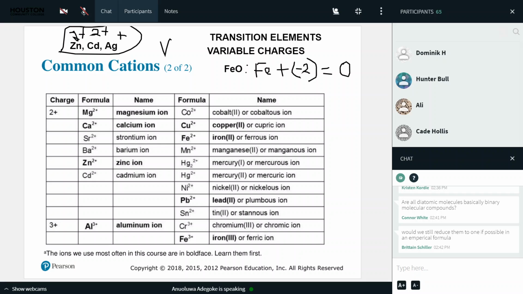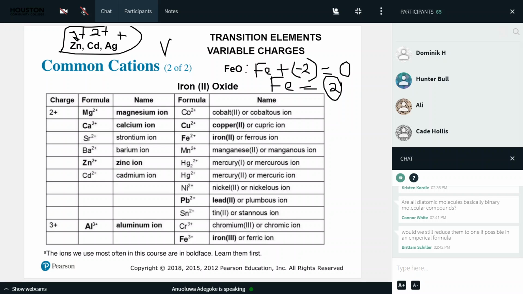So completing this simple algebra, I would just say Fe equals 2, which means that the charge iron is using here is 2+. So this compound FeO is named iron 2 oxide. Let me write it here. It's named iron, and I'll put it in Roman numeral, 2 oxide. You guys can see it very well. So FeO is named iron 2 oxide.